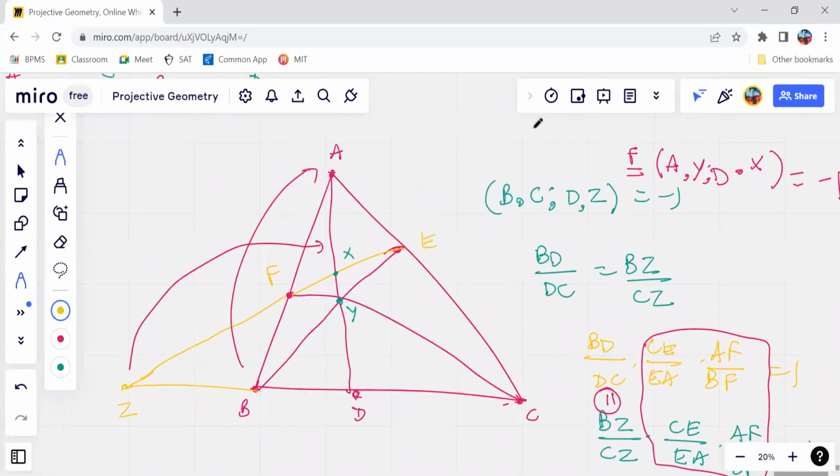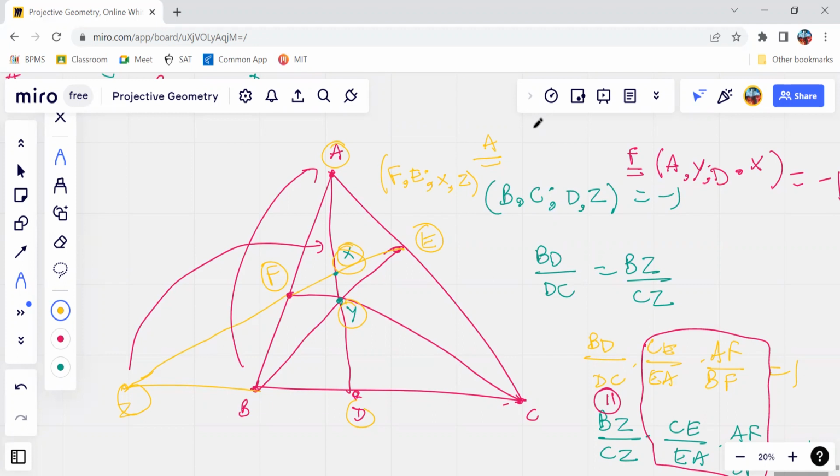And suppose you project it through A instead. Where can you send B to? You can send it to F. C goes to E. D goes to X. And let's leave Z as it is. So we in fact have these four things, F, E, X, Z. This is also harmonic. We also have that AY DX is also harmonic.